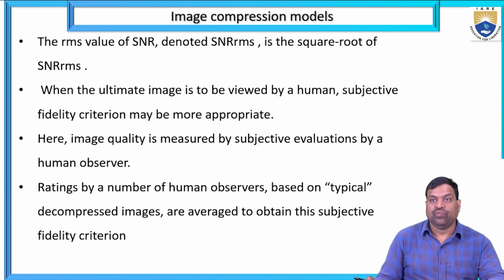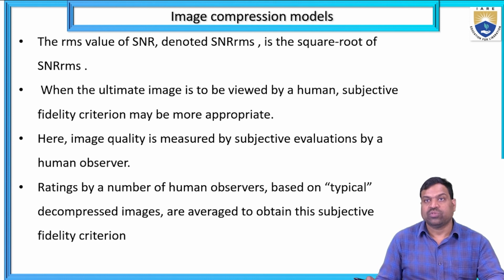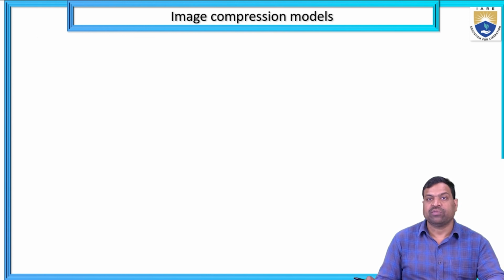When the ultimate image is to be viewed by a human, subjective fidelity criteria may be more appropriate. Here image quality is measured by subjective evaluations by a human observer. So ratings by a number of human observers based on typical decompressed images are averaged to obtain the subjective fidelity criteria.